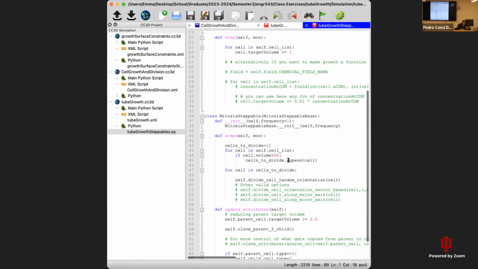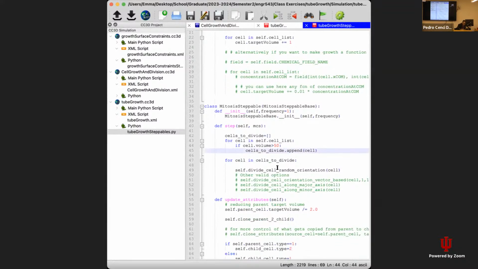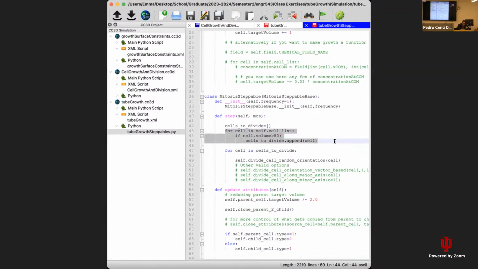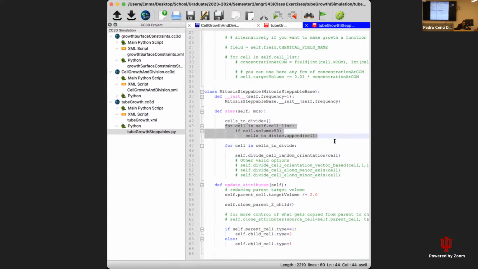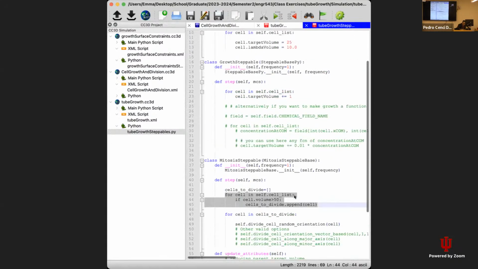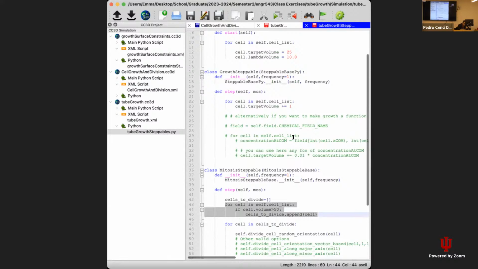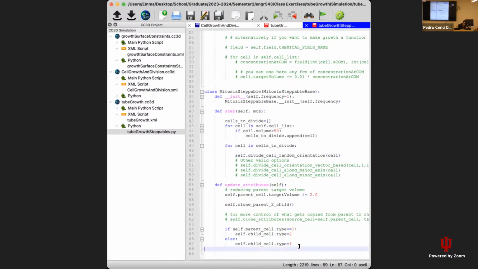Now you have your mitosis. Let's see. Okay, greater than 50, perfect. Random orientation. And please delete the last like 4 or 5 lines. The update attributes? Yes. So what are those lines doing? When the cell divides, we are designating the type of the daughter cell. So we only have one type.